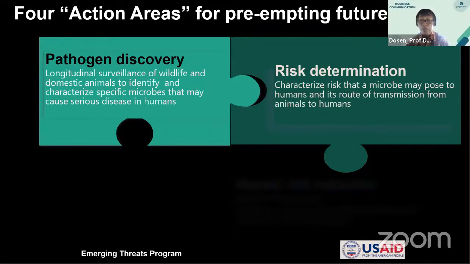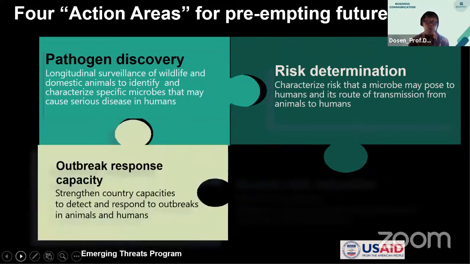And after we know that risk determination, we can prepare for the response. What should we do for outbreak response? Strengthen country capacities. We train people. We facilitate the laboratory. We should have communication among the government and the laboratory. We should have a laboratory network. We should have good communication, and then we prepare for the response program.